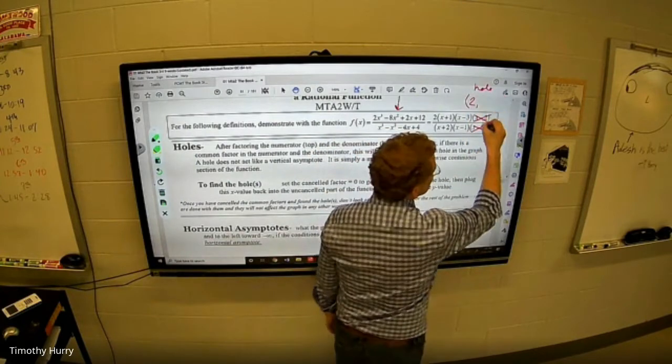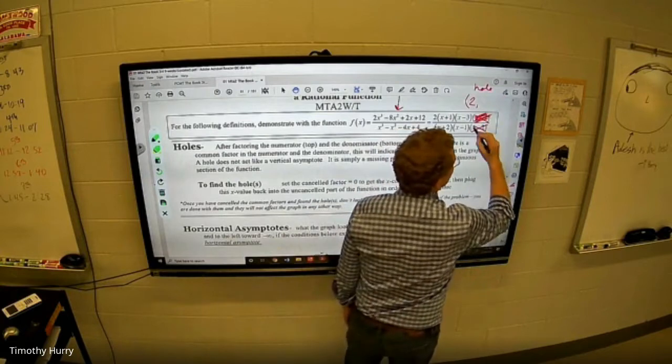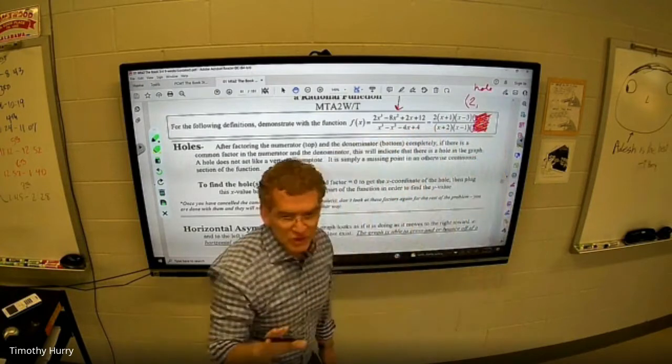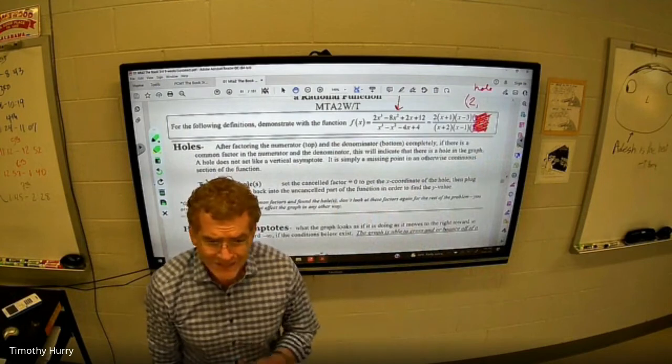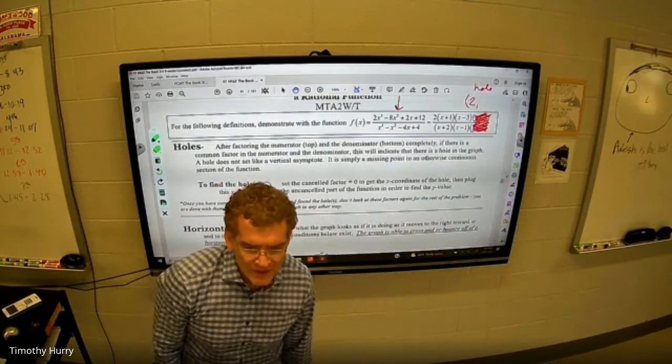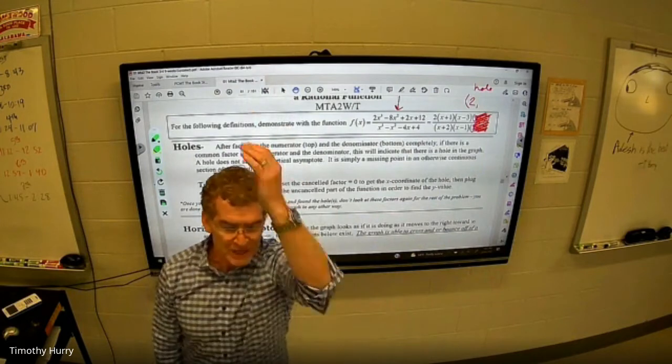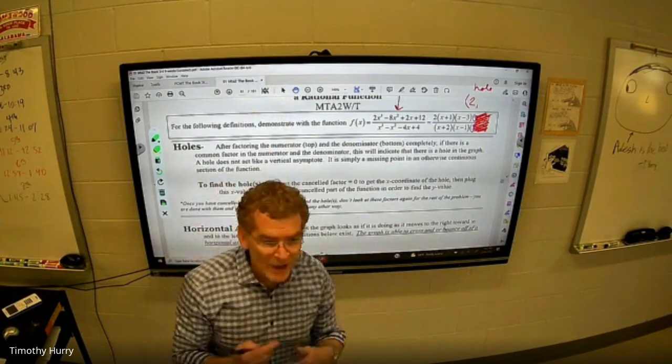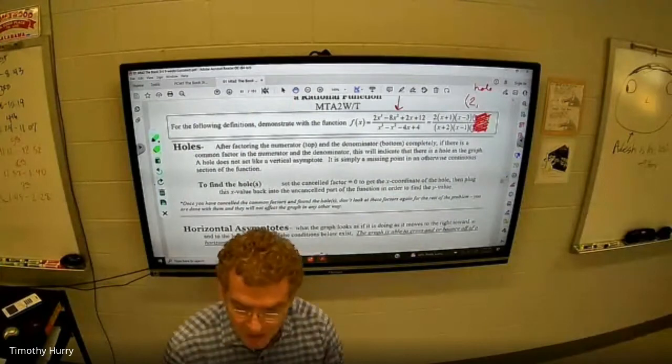So what you do when you see that, you cancel them out and don't look at them again. But I still want to know where the hole is. I can't say there's a hole at x equals 2. That would be a vertical line, x equals 2. I want to know where is the hole. So how would I find the y value of the hole?